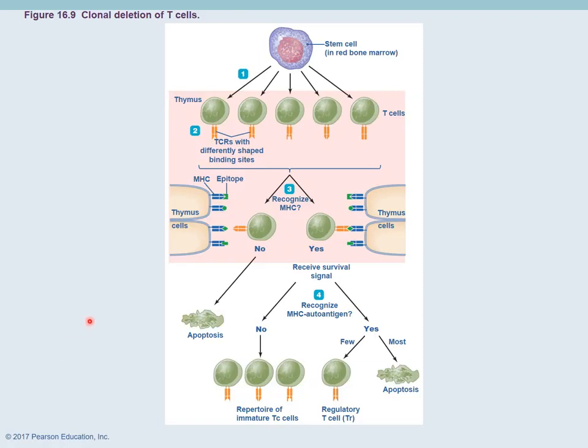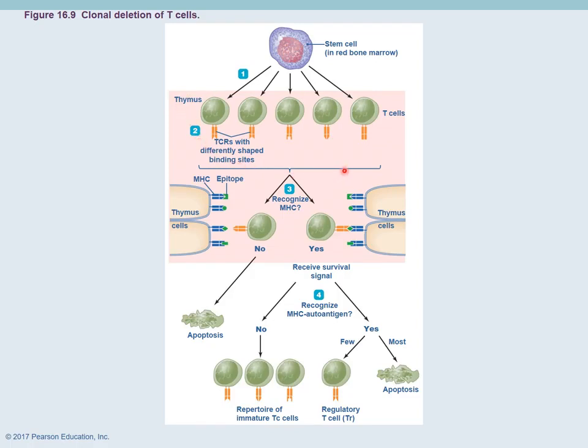So what happens? Here's your stem cell. All cells initially start as stem cells before they differentiate or specialize. So this would be in the red bone marrow. Then these stem cells move to the thymus. These are the precursors for T cells. They now mature into T cells.